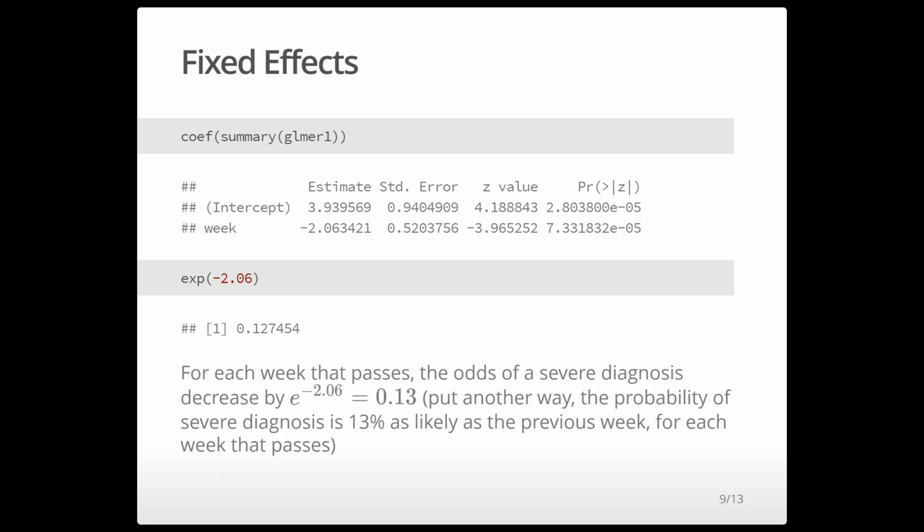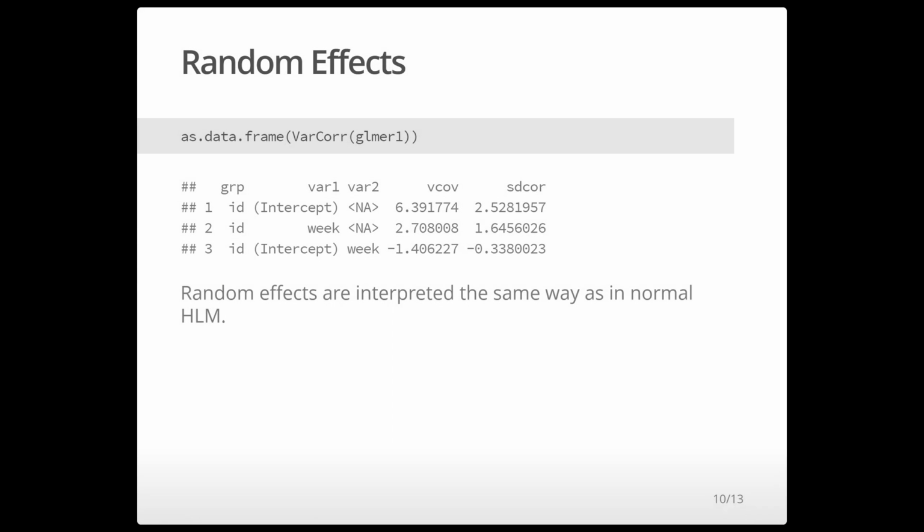So that's the sort of straightforward, intuitive, interpretable way of looking at these coefficients. We can also look at the random effects. There's nothing really special here. The only difference is that these are variances in log odds rather than variances in means, but otherwise everything's the same.